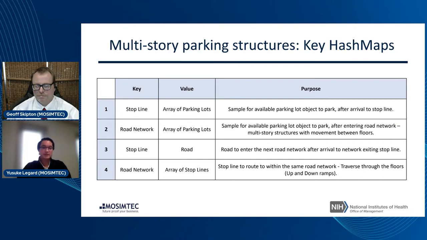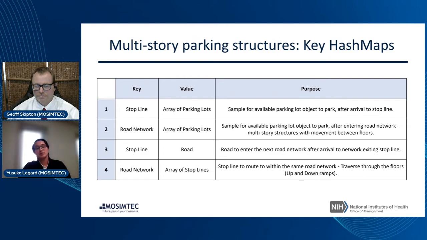The second hash map has a key of a road network and a value of an array of parking lot objects. This is used in MLP12, which allows for vehicle movement within the structure. This hash map, like the previous one, is used by the vehicle to sample for an available parking object to park at. The difference in this case is that it is sampled when entering each road network, which in other words is a floor. The next hash map has a key of a stop line and a value of a road.